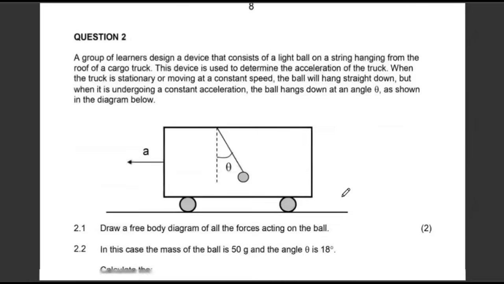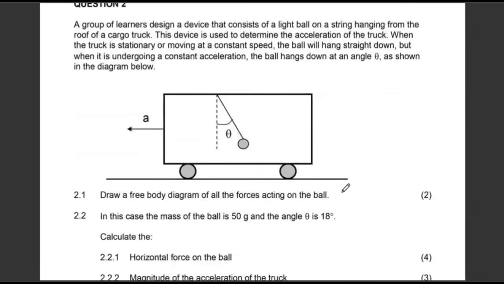All right, then question number 2. A group of learners decide to design a device that consists of a light ball on a string that is hanging from the roof of a cargo truck. The device is used to determine the acceleration of the truck. When the truck is stationary or moving at a constant speed, the ball will hang straight down. But when it undergoes constant acceleration, the ball hangs down at an angle theta as shown.